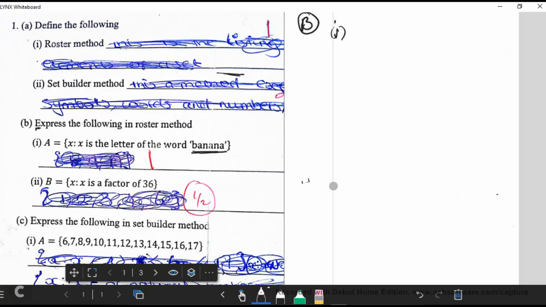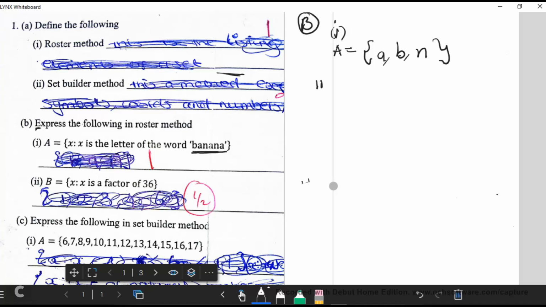So how are you going to do that? On set A, it is saying X is such that X is a letter of the word banana. So this word banana, we have to list these letters. Remember that you are not allowed to repeat the letters. So what are you supposed to do there? You follow the alphabet: A, then B, then N. So it means that you have put your set in the roster form.